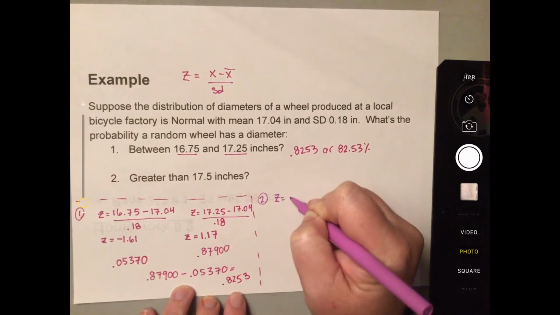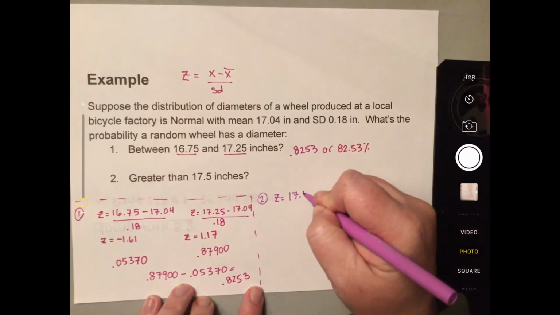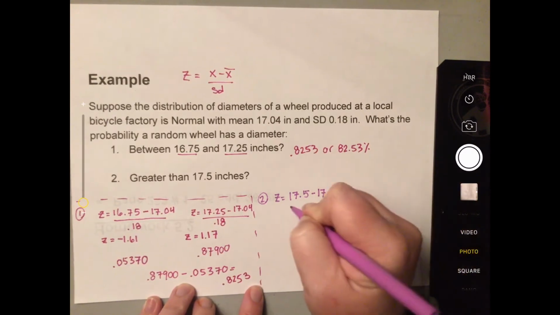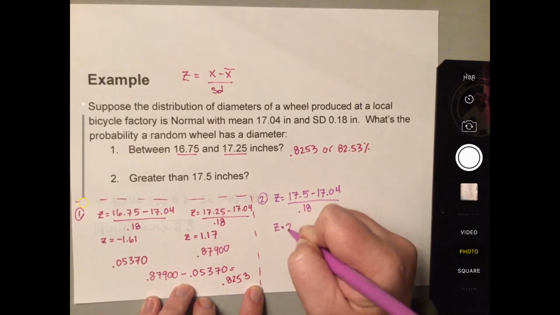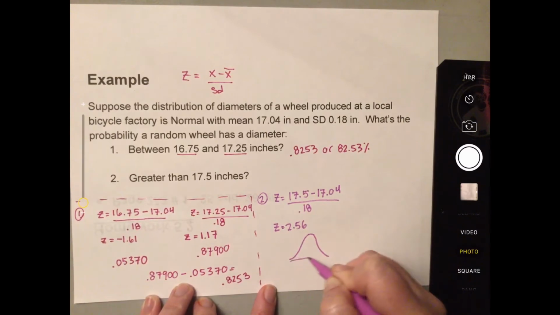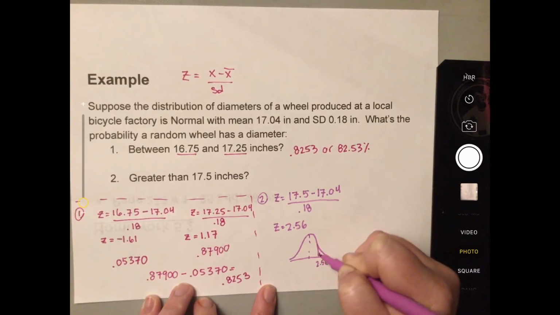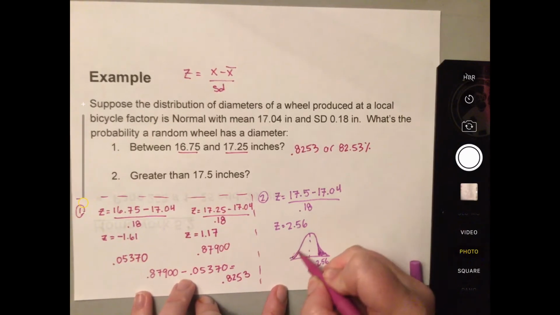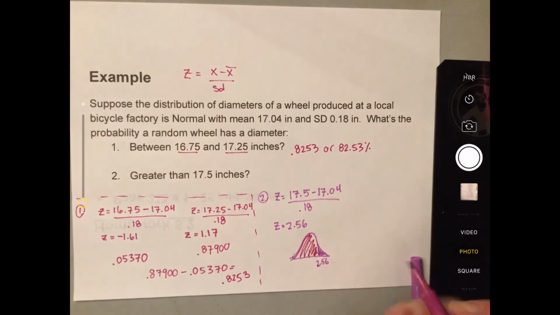So z equals 17, oh, it's not 17.25, sorry, 17.5, so 17.5 minus 17.04 divided by 0.18. We get a z-score of 2.56. Okay, well, we want it greater than 2.56. So let's say 2.56 is here. We're looking for this area. Please remember that your chart, though, gives you the area to the left. So let's look at 2.56 on our chart.